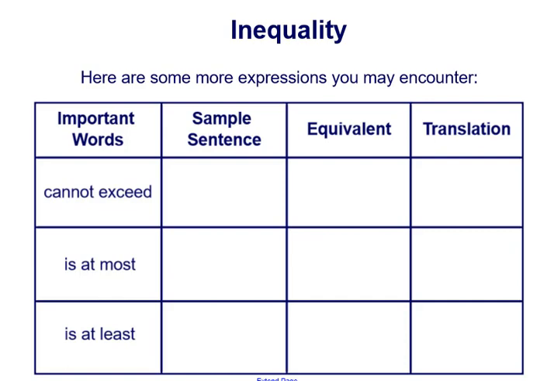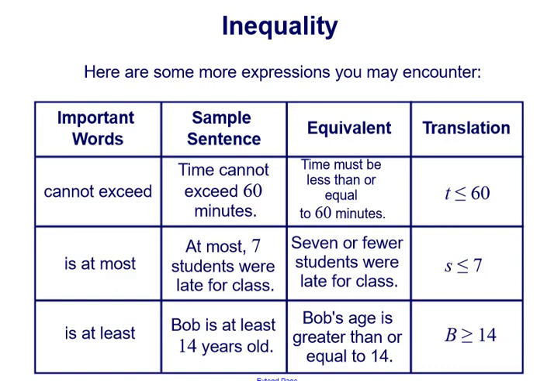Let's look at some more. Here's three different words that aren't going to all mean greater than. So here we have "cannot exceed," "is at most," and "is at least." So let's think of some sample sentences in real life where we might have heard them and how we can translate them. So first, let's look at "cannot exceed."